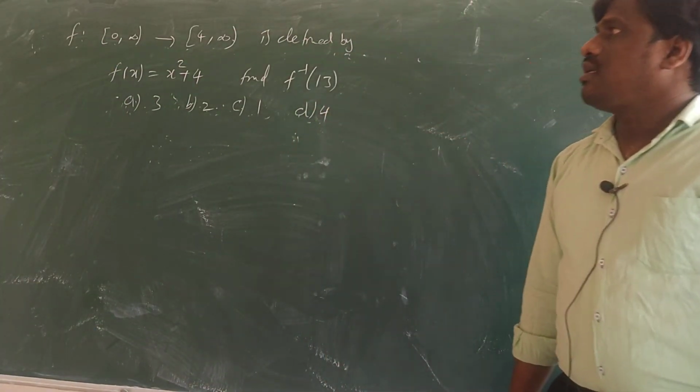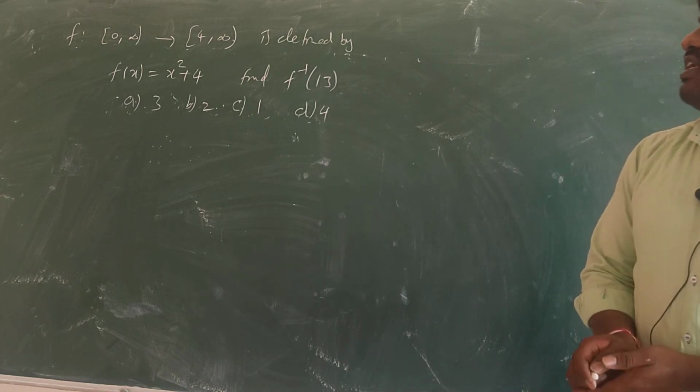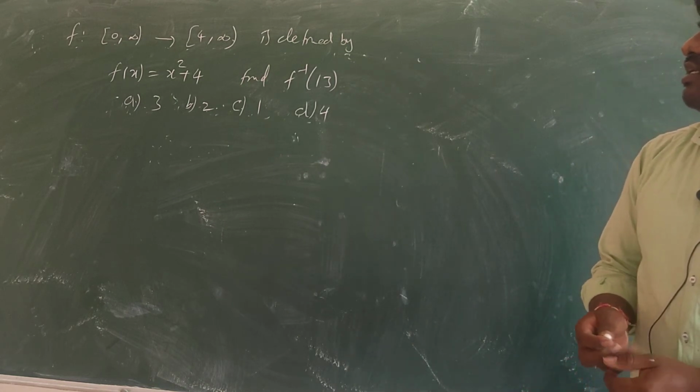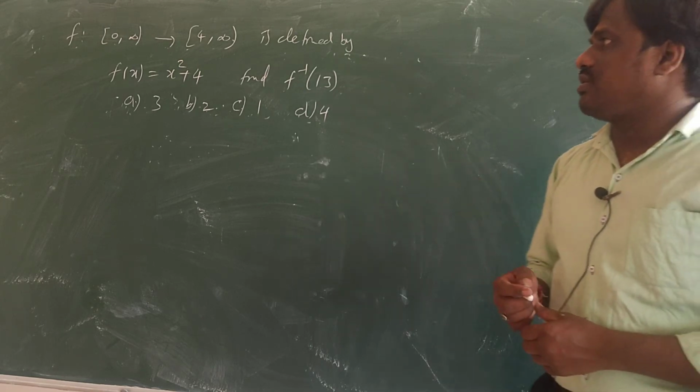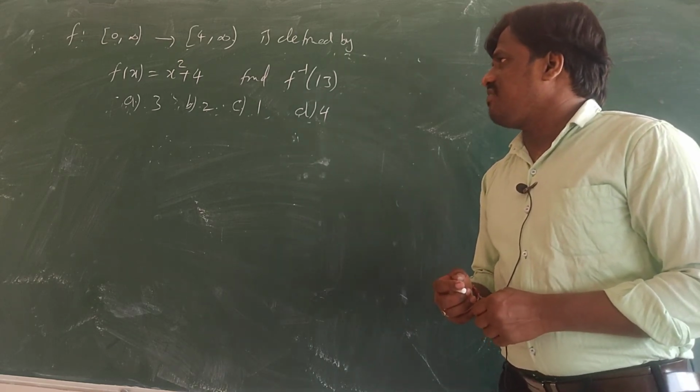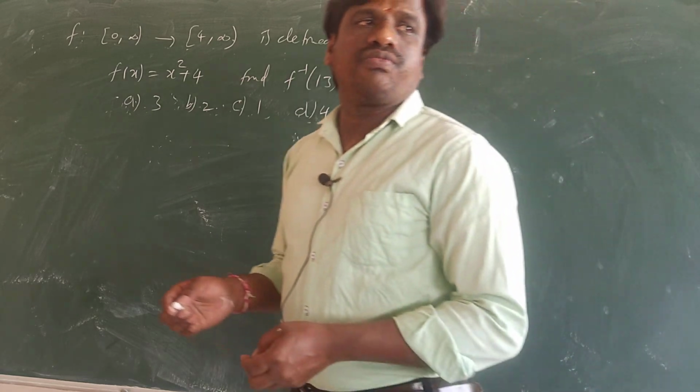See here, f is from 0 to infinity, 4 to infinity. They have given the domain and range. It is defined as f of x is equal to x square plus 4. Find f inverse 13. So how to find f inverse 13?